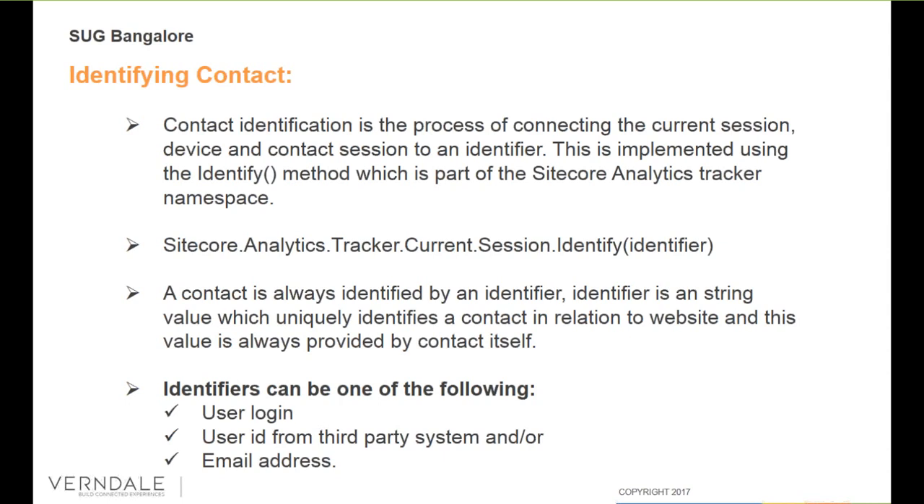Otherwise, that contact is still there. If there is no identifier for a specific contact, we still have a contact for it, but that is an unidentified contact now, because there is no identity added for that contact. A contact is always identified by an identifier. An identifier is a string value which uniquely identifies a contact in relation to the website, and this value is always provided by the contact himself, right?